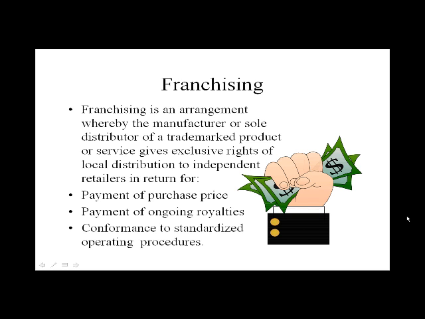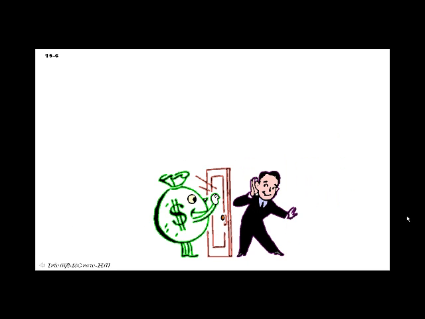And in return, the retailer agrees to conform to certain procedures, certain menus in the case of food, certain ways of doing business, using certain things, providing certain discounts when the franchisor, the manufacturer, decides to have a sale, something like that. Well, let's look at this in a little more detail.